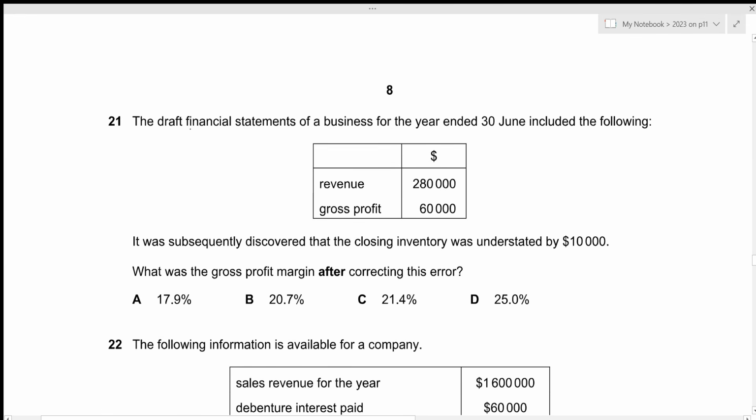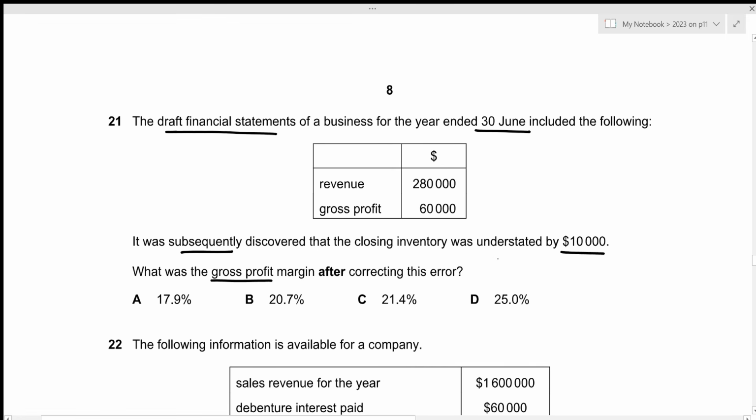Now for the 21st question, the draft financial statements of a business for the year ended 30 June included the following. So we have the revenue and the gross profit. It was subsequently discovered that the closing inventory was understated by 10,000. Now we need to calculate the gross profit margin after correcting this error.